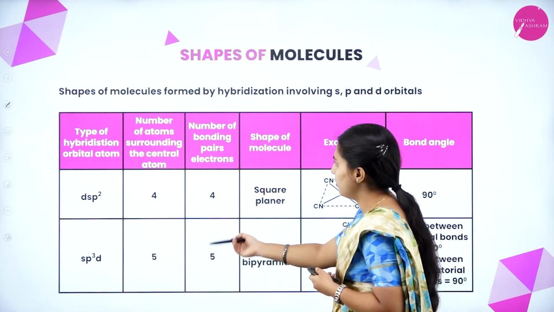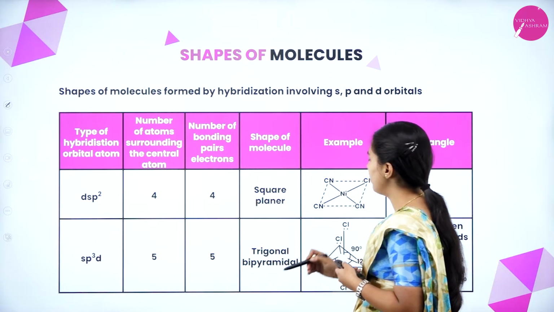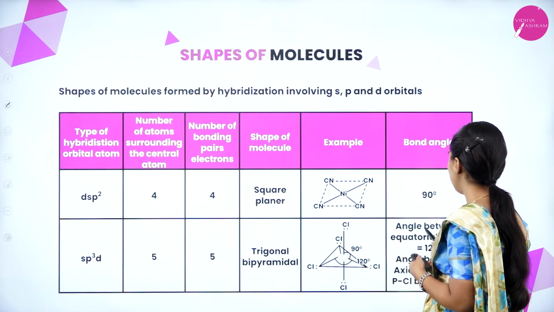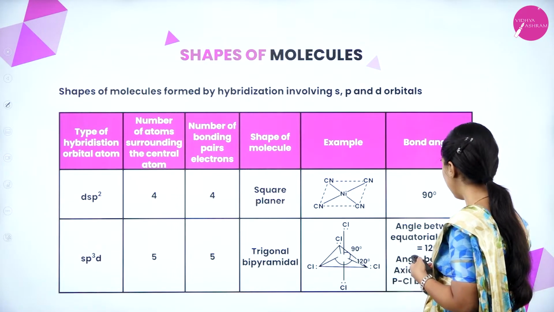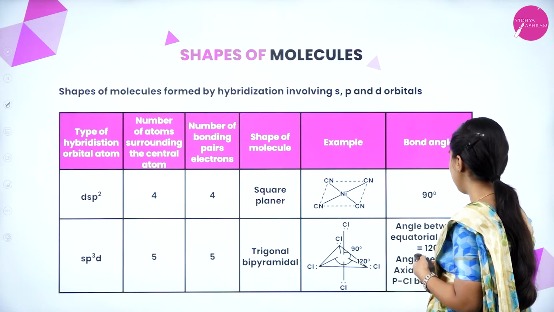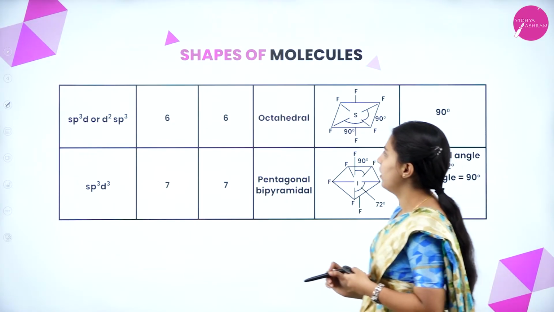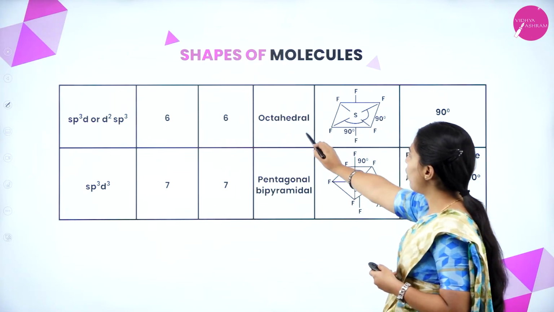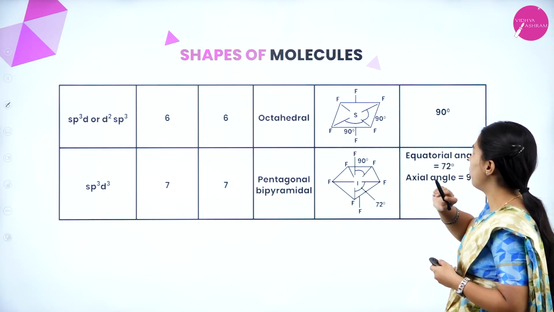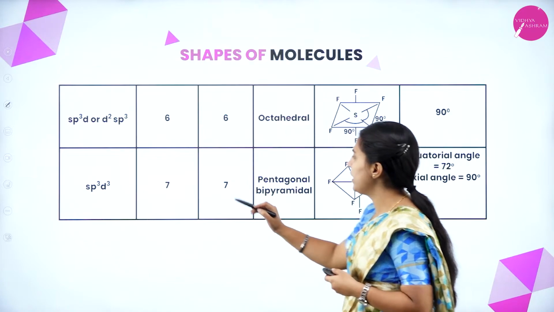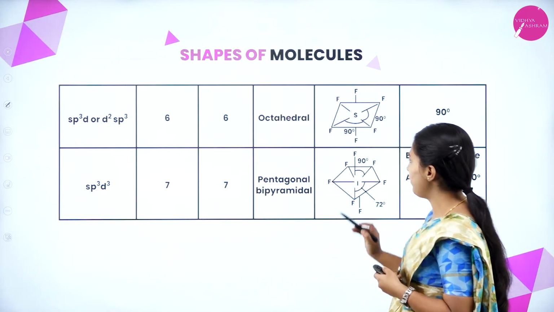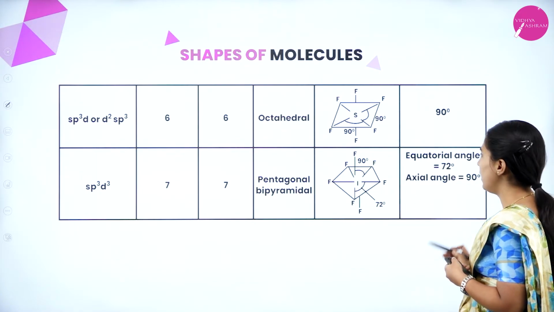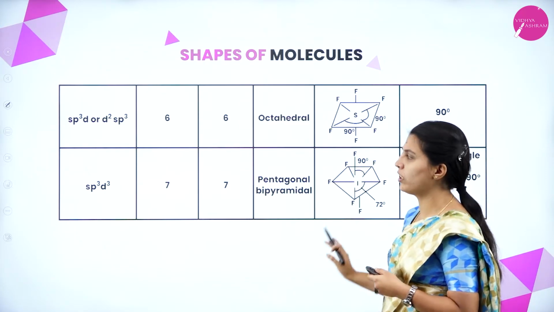If it is sp3d, surrounding atoms 5, bond pairs 5, it will form trigonal bipyramidal. Example, anything you can take, PCl5 also you can take. Angle between equatorial bonds 120, and angle between axial and equatorial in PCl5 is 90 degrees. See here sp3d2, sp3d2 also you can call. Surrounding atoms 6, bond pairs 6, it will form octahedral structure, here SF6, overall 90 degrees. In sp3d3, surrounding atoms 7, bond pairs 7, pentagonal bipyramidal, this is IF7, equatorial angle 72, axial angle 90 degrees. Overall, what we have discussed is shown here in the table order.